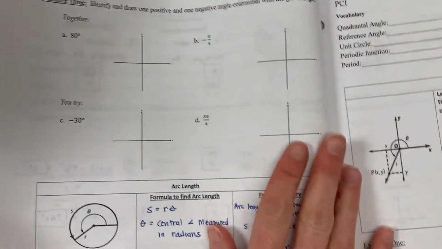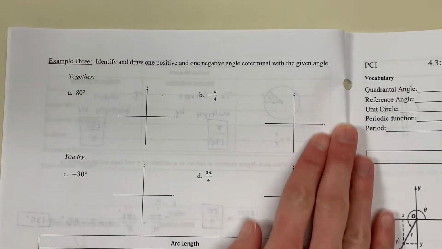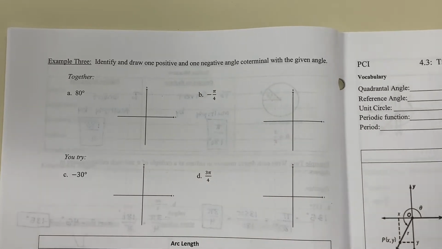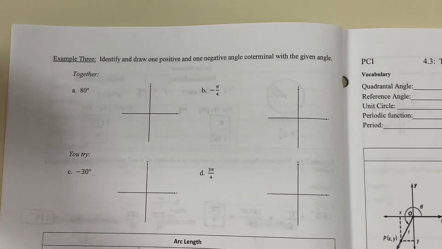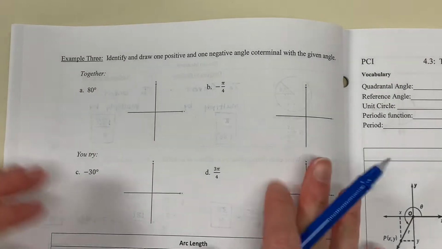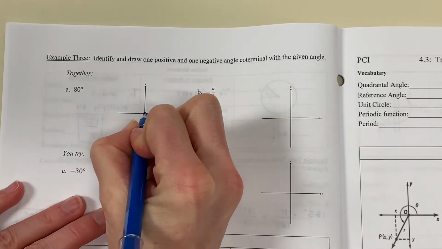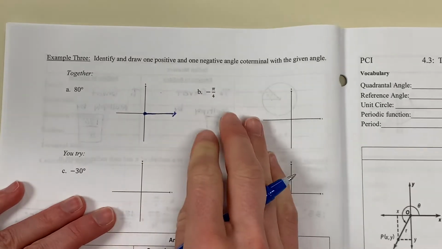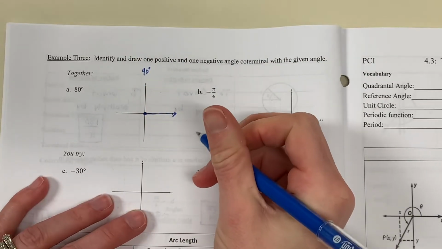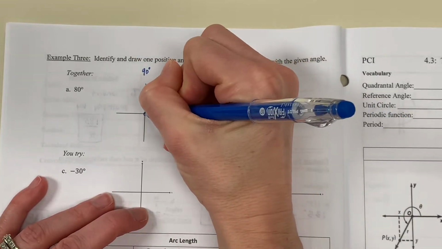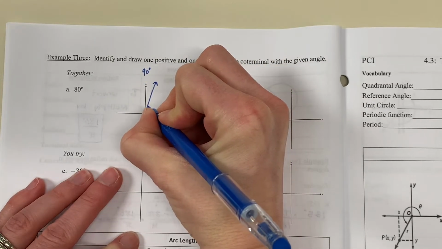In example 3, it says identify and draw one positive and one negative angle coterminal with the given angle. In letter A, we have an angle of 80 degrees. First thing I'm going to do is graph this angle, 80 degrees. In standard position, the vertex is at the origin and the initial side is on the positive x-axis. I know the positive y-axis is 90 degrees, so 80 degrees is going to be just a little bit to the right of that. Here's my angle, 80 degrees.